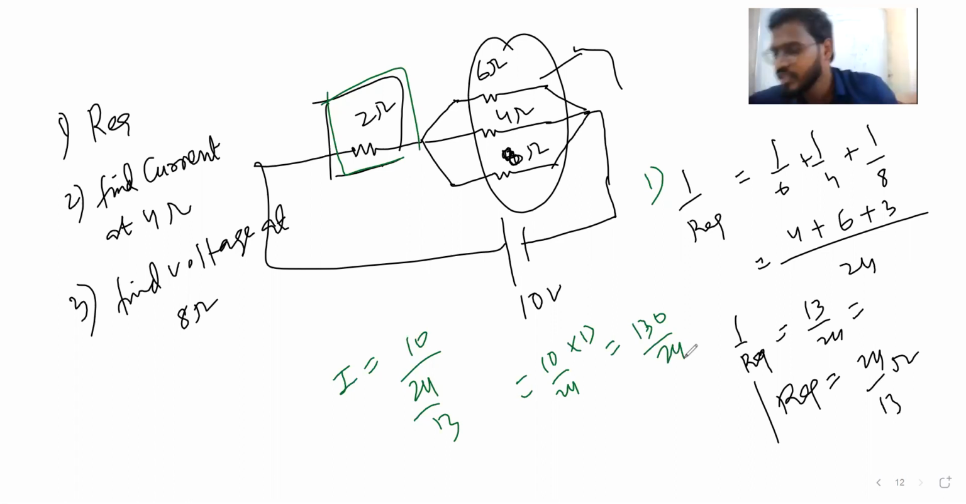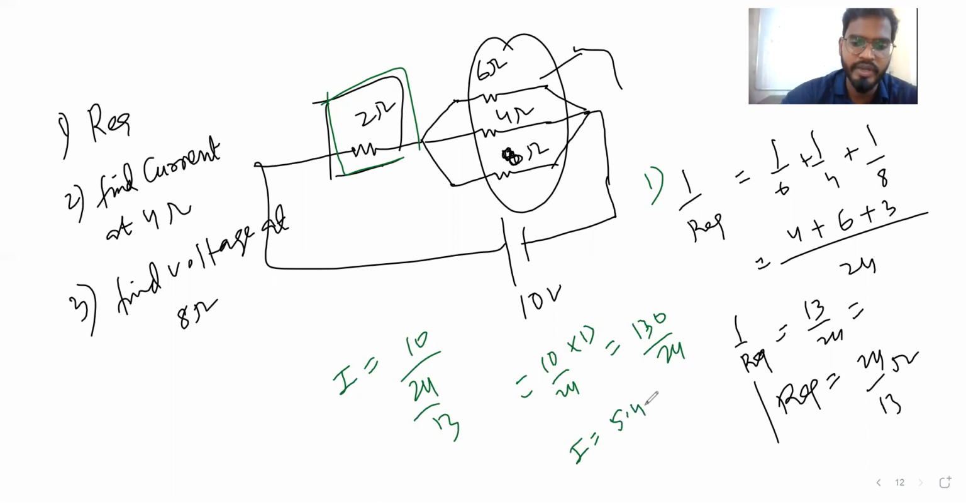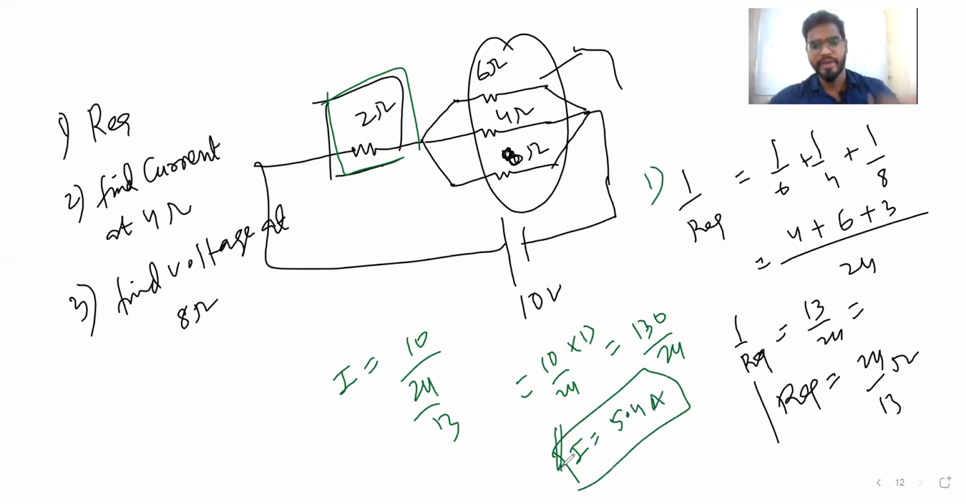Let's do the calculation. 130 by 24, it is coming 5.41. Let's take 5.4. I is equal to 5.4 ampere, right? Find current at 4 ohm. Okay, but we want to find the current there.